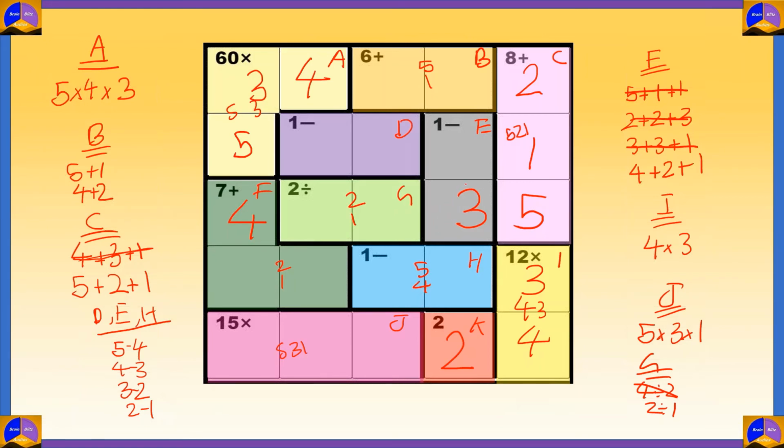Now, let's look at cage E. Now, in cage E, we can use 4 minus 3 or 3 minus 2. But we can eliminate the option 3 minus 2 because then it would be a repeat of 2 in the same column. So, we write a 4 over here and 3 and 2 will come over here.